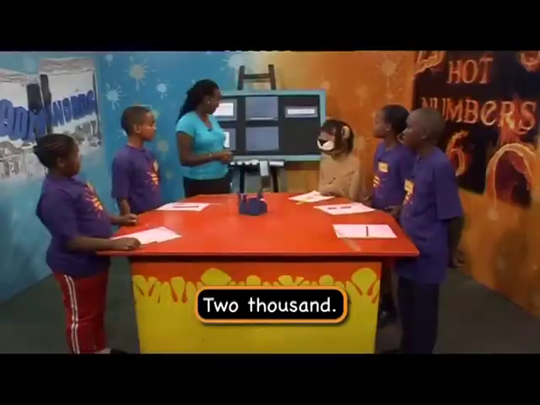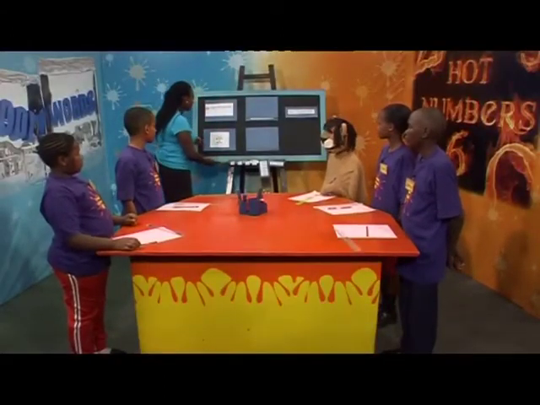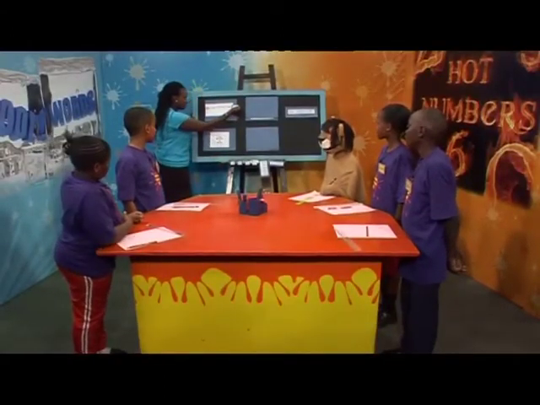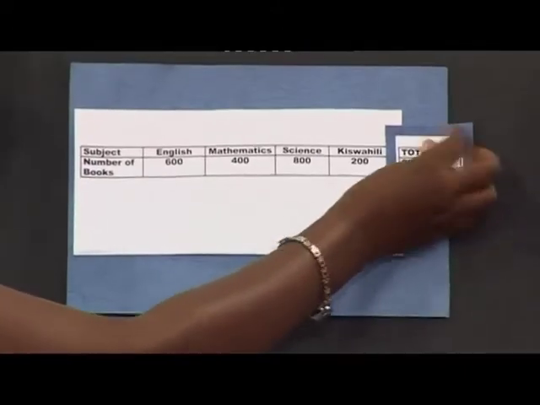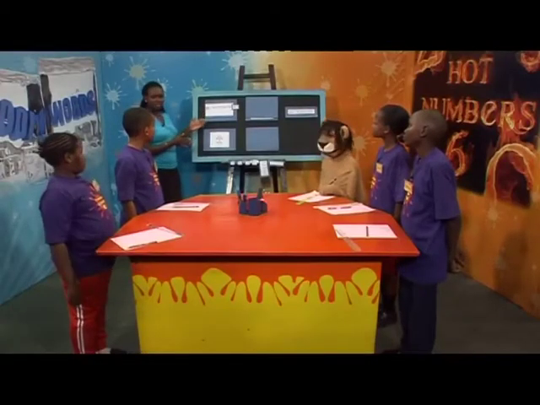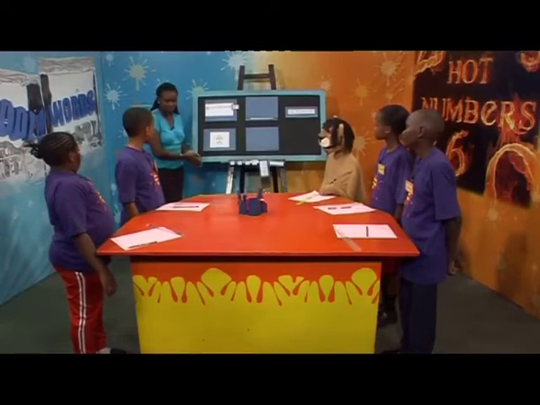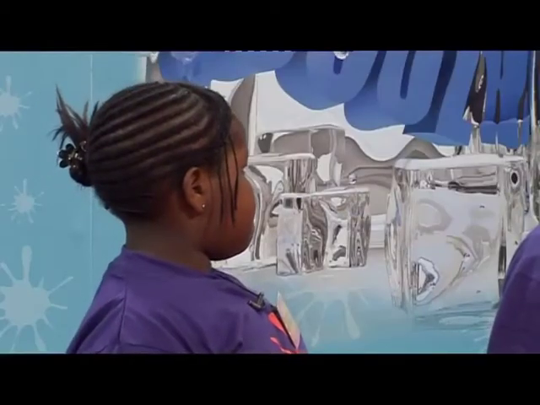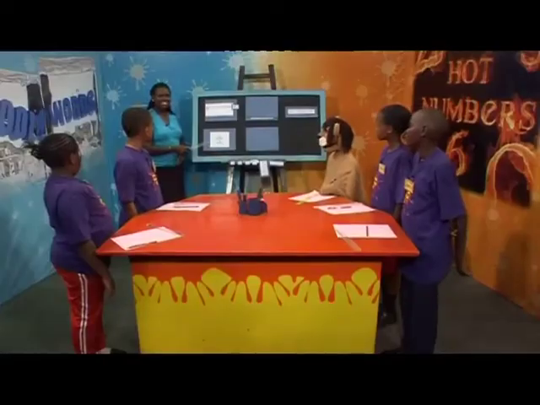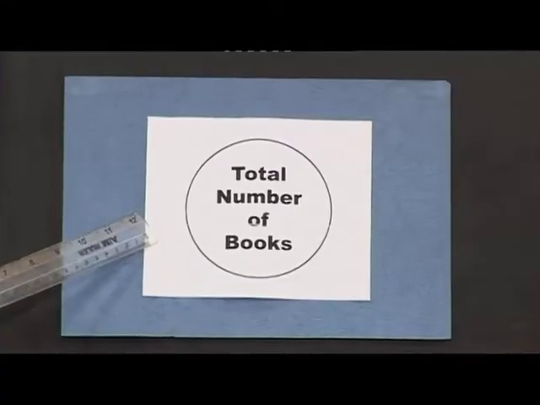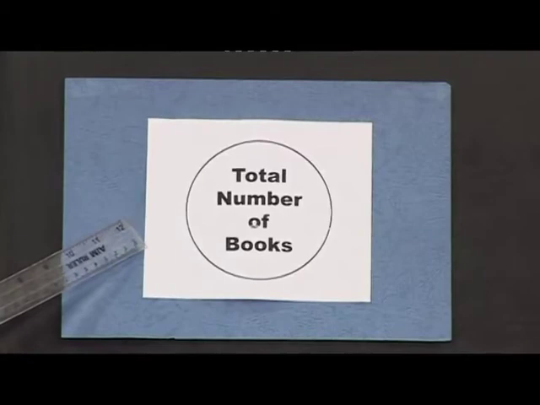So, who has the answer? Yes, Solomon? 2000. That's correct. The total number of these books is 2,000. Now, that's a total we get by adding the individual amounts. This number is represented by a circle, okay? The whole circle in a pie chart is therefore a representation of the total amount of data.